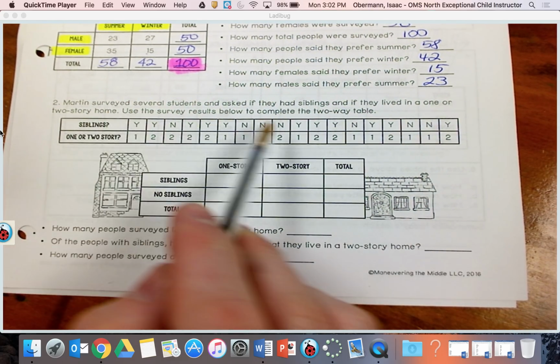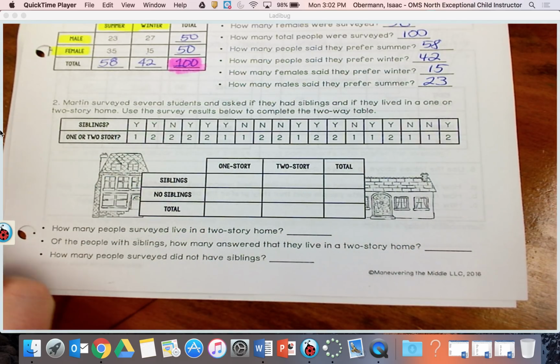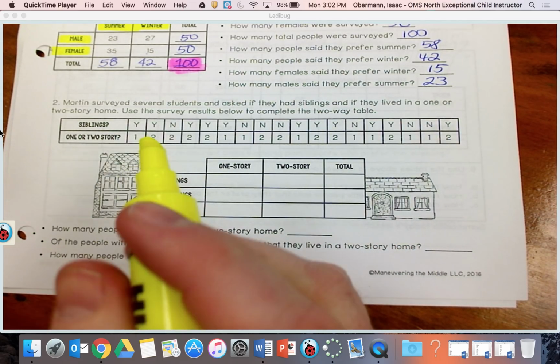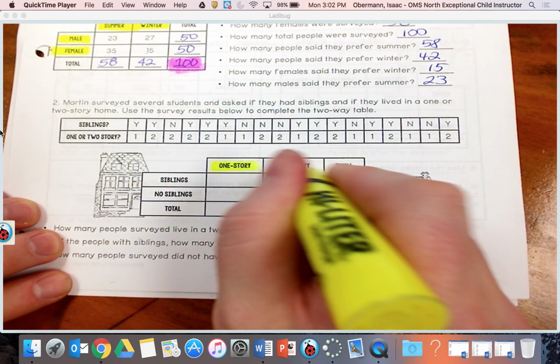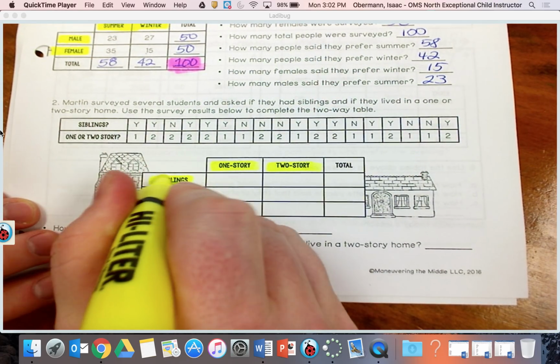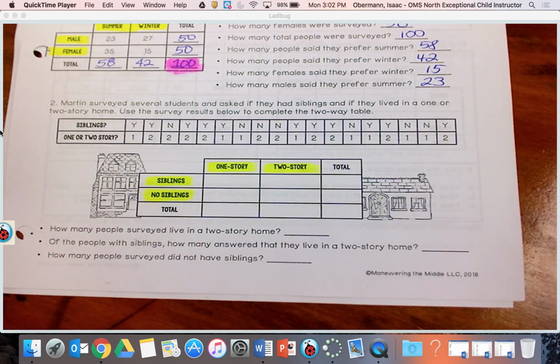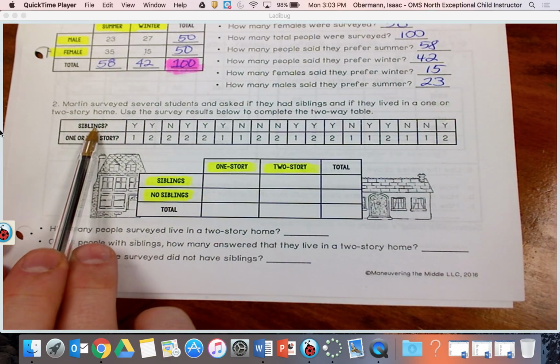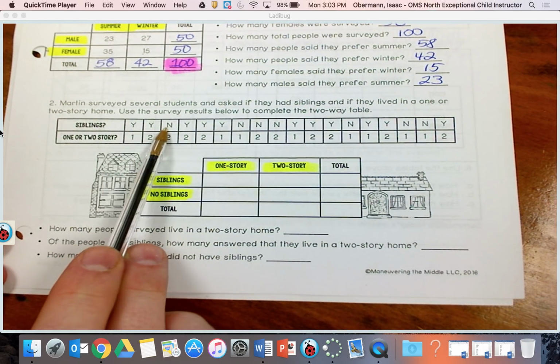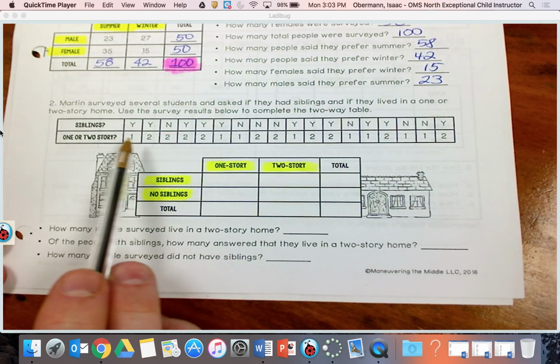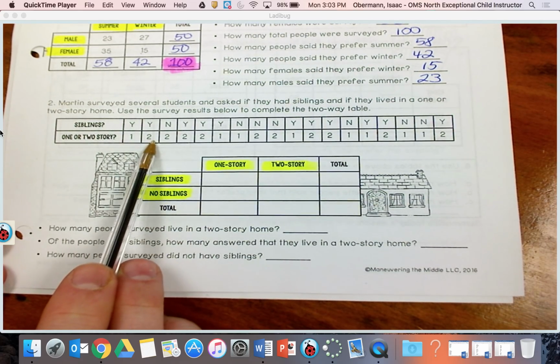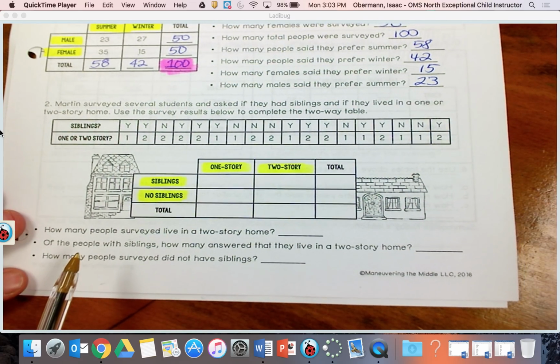I give you a table or chart, and you have to be able to fill these in and take a gander at what we've got. So we're comparing a 1-story to a 2-story, to see if you live in a 1-story or 2-story house, and if you have siblings, a brother and sister, or no siblings. So we can fill in what we know based off this chart. You can see here that we have siblings, a Y for yes, N for no, 1 for 1-story, 2 for 2 stories.